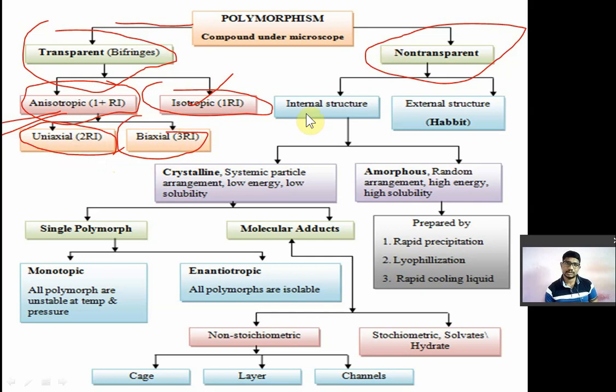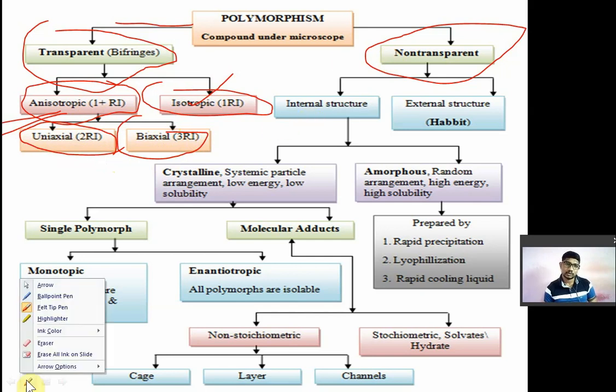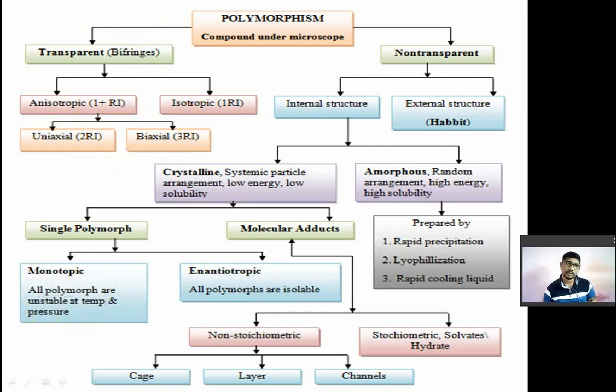Now, it is a ट्रांसपेरेंट कंपाउंड. अगर आपका कंपाउंड ट्रांसपेरेंट है माइक्रोस्कोप के नीचे, तो उसको क्या बोलेंगे? बायफ्रिंजेंट, ठीक है. और उसमें भी दो टाइप का आता है. बायफ्रिंजेंट मतलब उसको रिफ्रैक्टिव इंडेक्स है. तो अगर जो एक से ज्यादा रिफ्रैक्टिव इंडेक्स है तो उसको बोलेंगे अनिसोट्रोपिक. अगर एक ही रिफ्रैक्टिव इंडेक्स है उसको बोलेंगे आइसोट्रोपिक. तो अनिसोट्रोपिक अगर है तो उसमें दो टाइप का आता है. यूनिएक्सियल मतलब कंपाउंड को दो रिफ्रैक्टिव इंडेक्स है. बायएक्सियल मतलब तीन रिफ्रैक्टिव इंडेक्स.